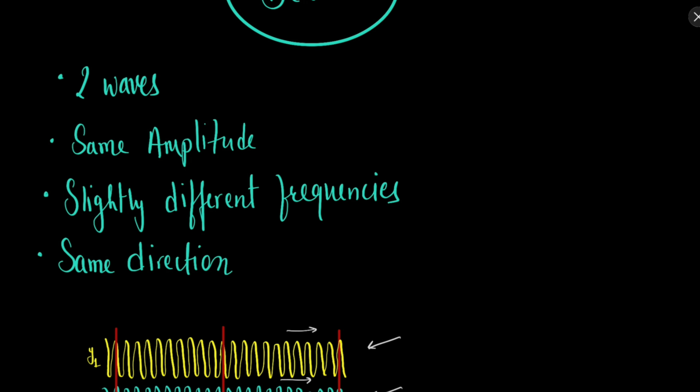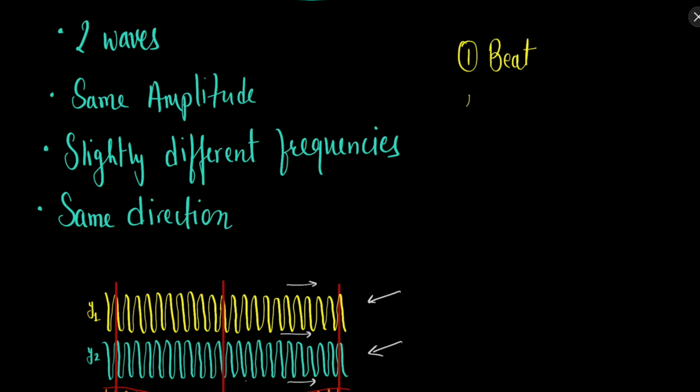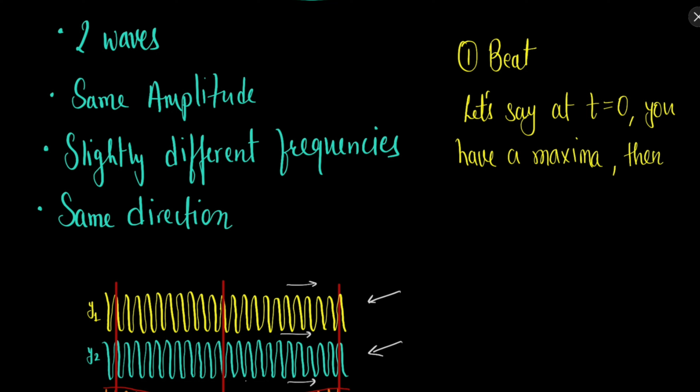Now let's discuss a few important terms. First, beat. So what is a beat? For example, you must have heard about your heartbeat. Similarly, what is the meaning of beat here? Let's say at t equal to 0, you have a maxima. Then after some time, again the amplitude will become maximum.